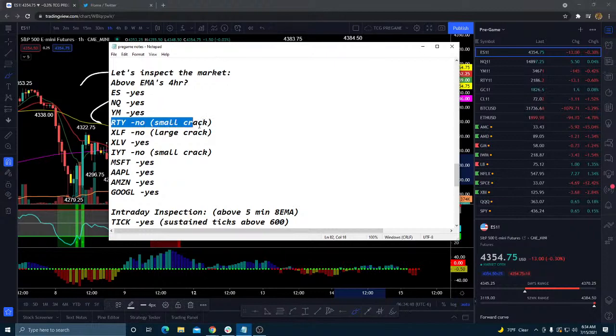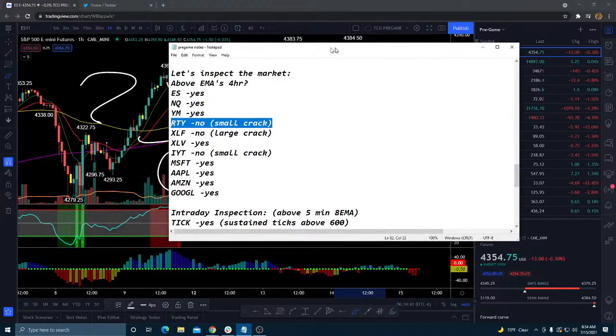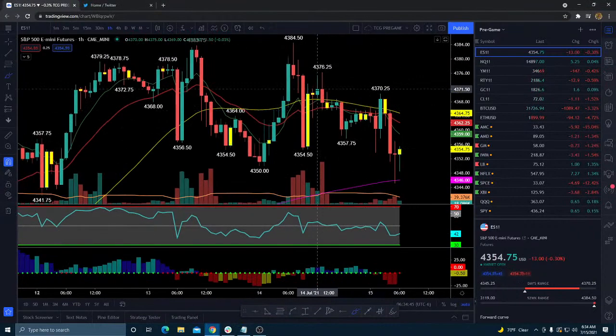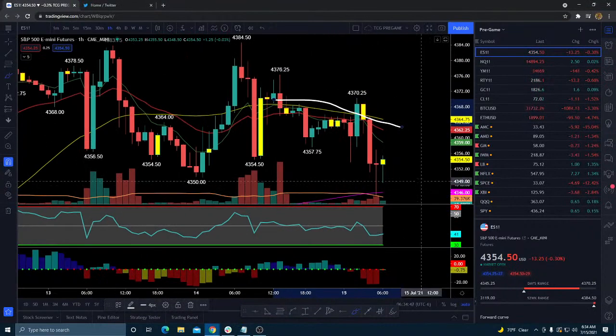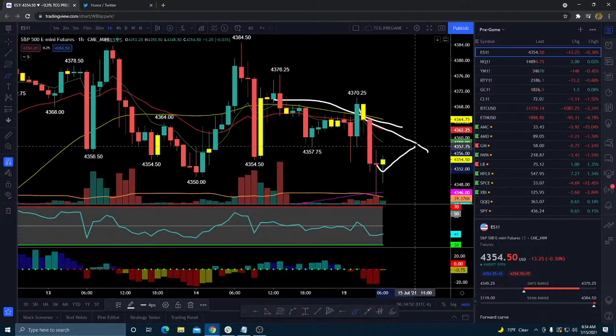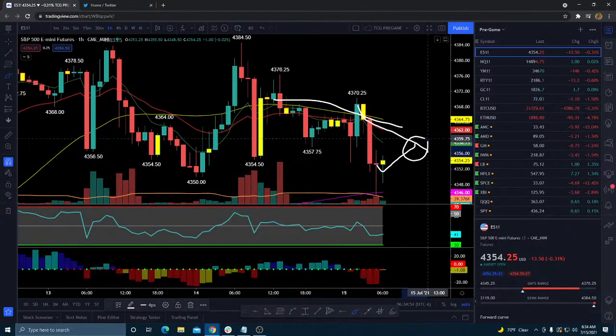So RTY was standing out because it was not above the 4-hour EMAs. So on the hourly now, we are below these hourly EMAs. So one could reason as we come up and touch these hourly EMAs, we could reject, and it could be a great place to go in and short the market some more.